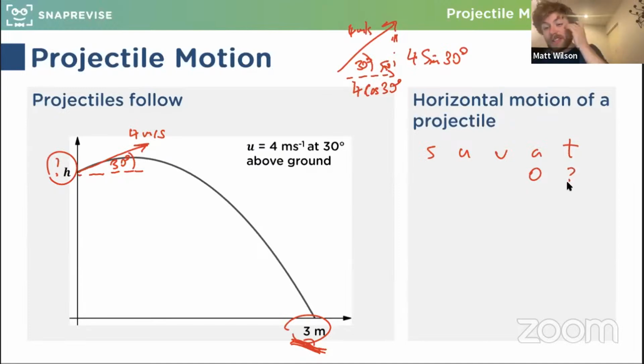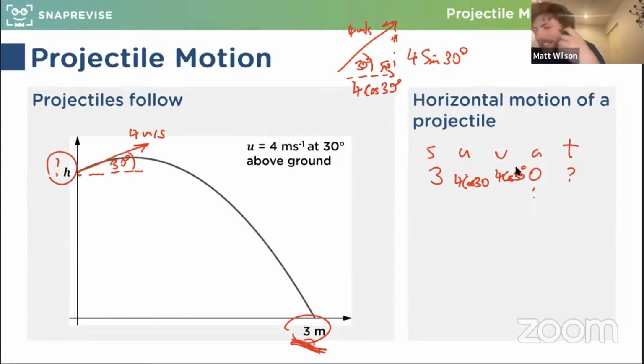Okay, our goal is to find the time. The time connects horizontal to vertical. That's the principle. Do we know the vertical displacement? Yes, it's free. Do we know the final velocity? Well, actually, we do. We know the initial velocity is 4 cos 30, but since the acceleration is 0, the final velocity is also 4 cos 30.